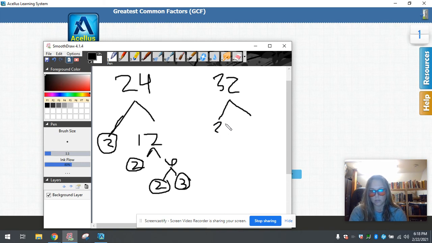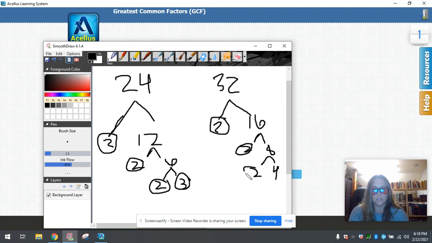32, I think it gives me like 5 2s. I've only done this a few times. 32 divided by 2 is 16. 16 is an even. Divided by 2, I get 8. 8 is even. I divide it by 2, I get 4. 4 is even. I divide it by 2, I get 2. Sure enough. Got 2 to the power of 5, or 2 times 2 times 2 times 2 times 2 equals 32.